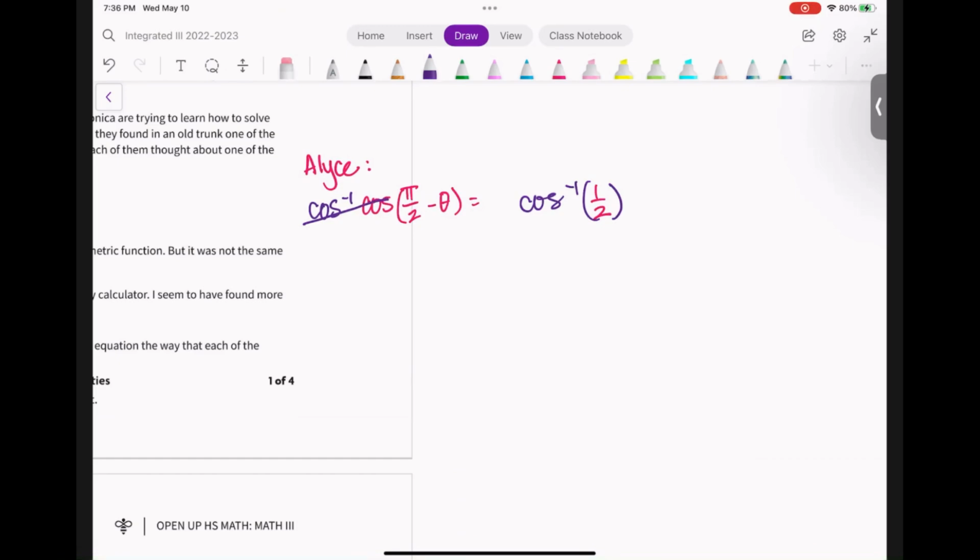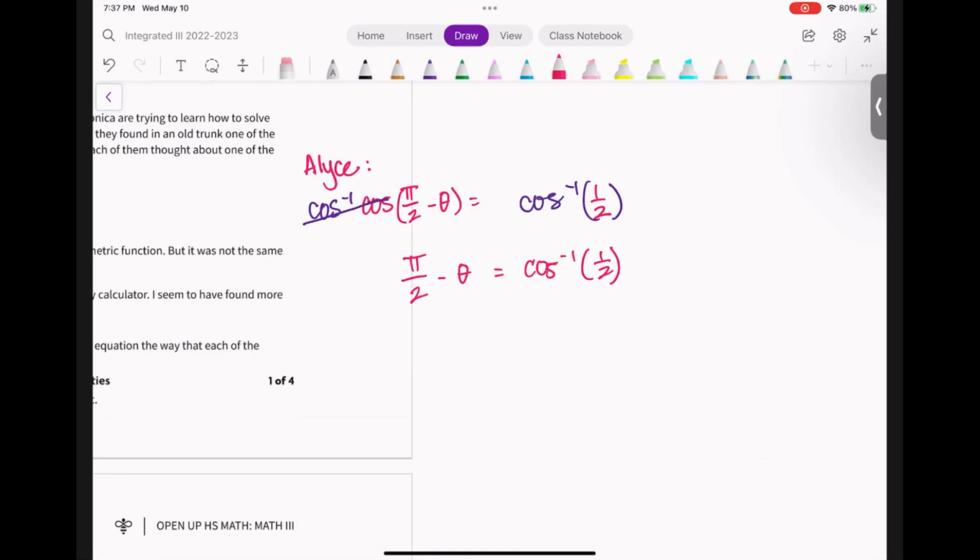So what do I have left? I have pi over 2 minus theta equals whatever cosine inverse of 1/2 is. And some of you are like, oh, I know what cosine inverse of half is, Miss Johnson. I know what that is, okay? Because you're familiar with your triangles, hint, hint, and you can figure that out.